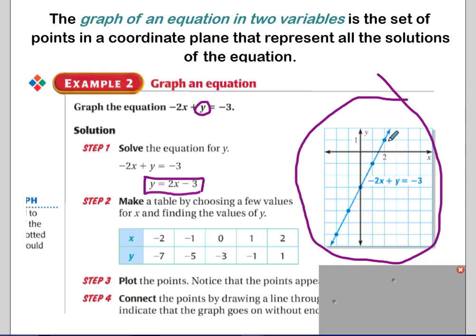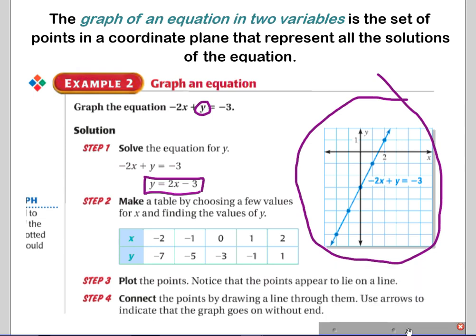Notice that when you plot the points, you need to draw a line through them. Make sure that you extend your line a little bit past your points and add arrows to them, because it is in fact a line, not a segment. And that's just the last step. So you have 1, 2, 3, 4 steps to this whole graphing the equation idea.